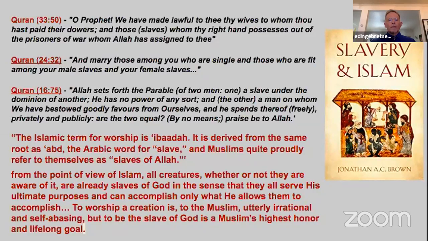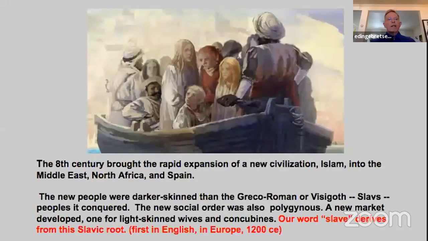The Quran, approximately 532 Common Era. There are three sections here. The first talks: we have made lawful to thee thy wives to whom thou hast paid their dowers, and those slaves whom thy right hand possesses out of the prisoners whom Allah has assigned to thee. Marry those among you who are single and those who are fit among your male slaves and your female slaves, and so on. The Islamic word for worship and the Arabic word for slave are very similar. And so from the point of view of Islam, when they say they are submissive to God, it is in effect being a slave of God.